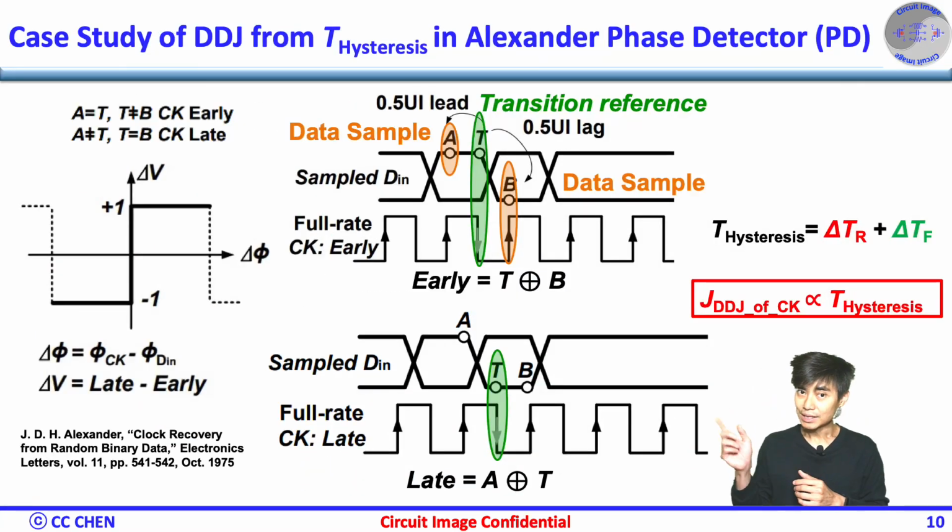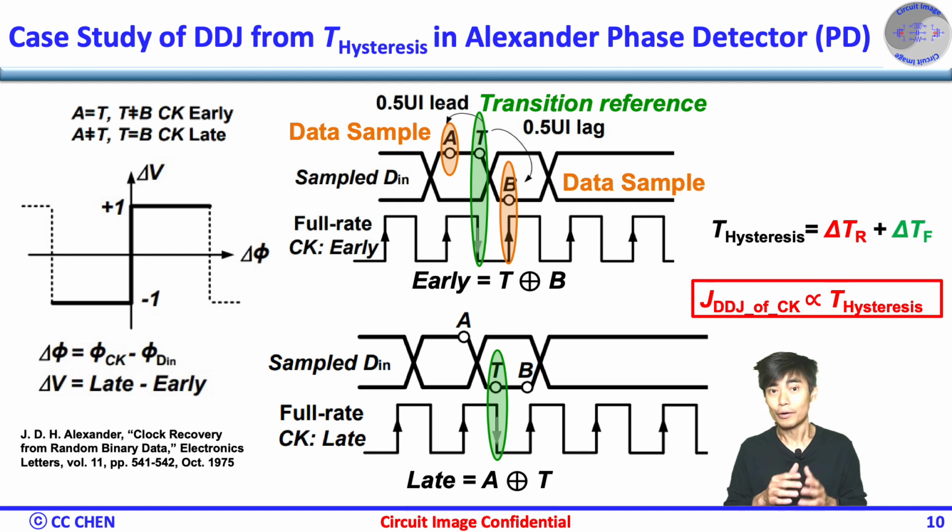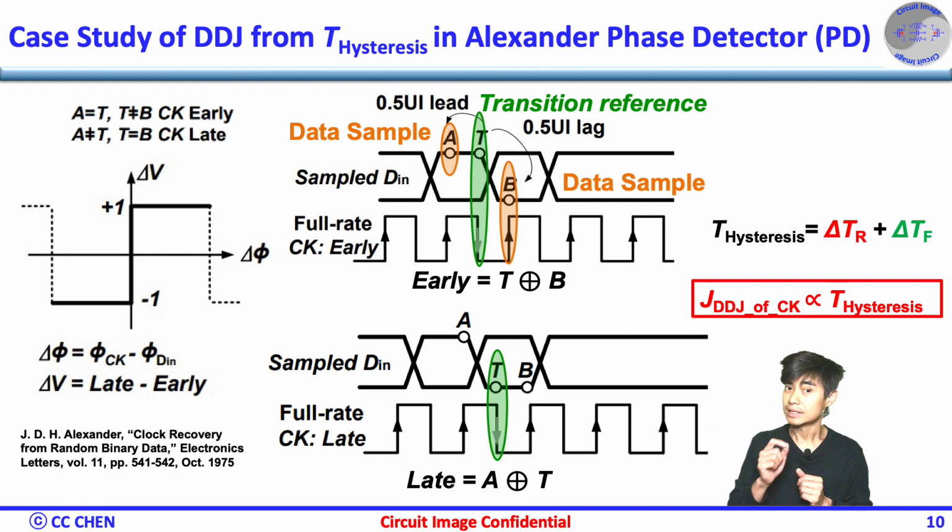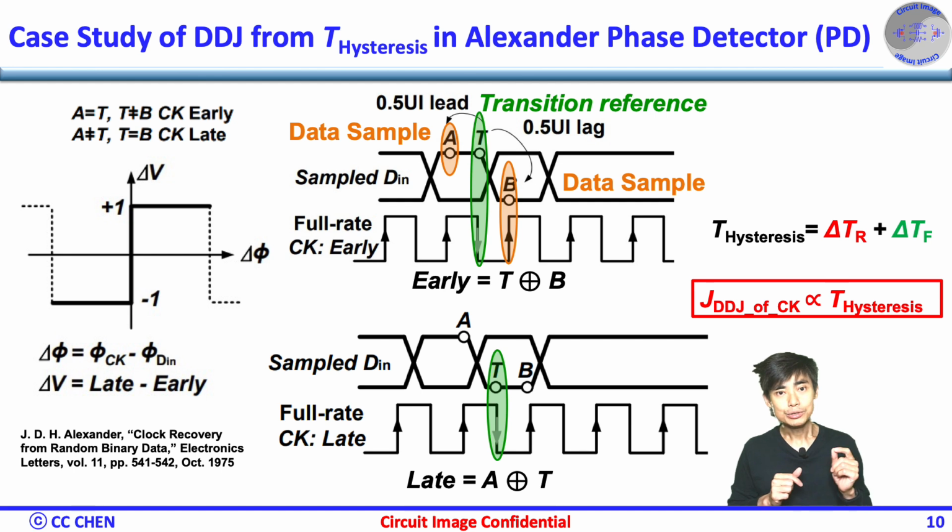Right. The hysteresis time is very critical for any CDR block in the transition of the input data. Take the Alexander phase detector as an example here. If the transition reference would lock to the TR from 0 to 1 and TF from 1 to 0, then the data-dependent jitter, DDJ, of the recovered clock is introduced by the edge sampler's hysteresis. The higher the edge sampler's hysteresis, the higher the DDJ the CDR would generate in the recovered clock.